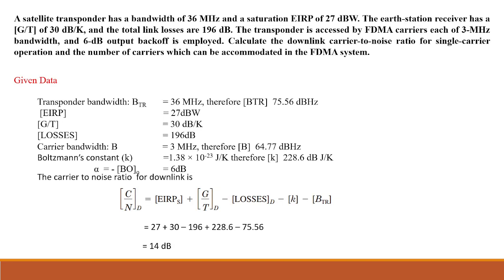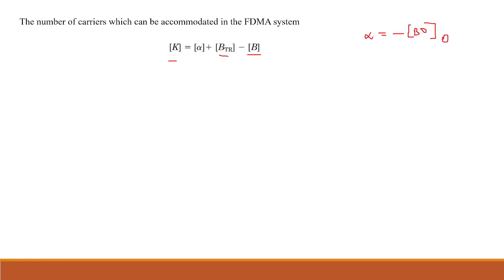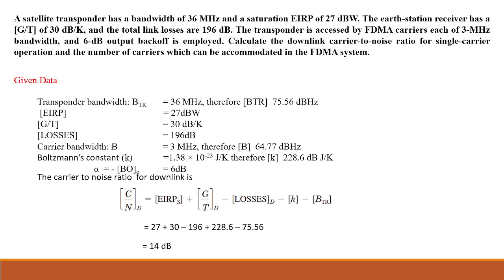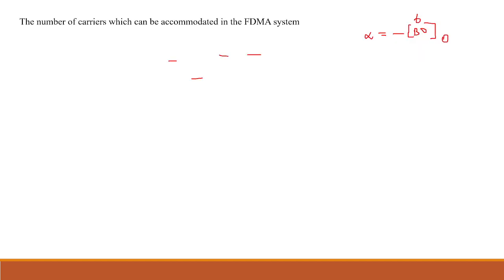In the question, the output backoff is given as 6 decibel. Therefore we substitute: minus 6 plus transponder bandwidth 75.56 minus bandwidth of the carrier 64.77. Then we get the number of carriers which can be accommodated in the FDMA system. Here we are getting it in terms of decibel, so 10 log of K equals 4.79 decibels.